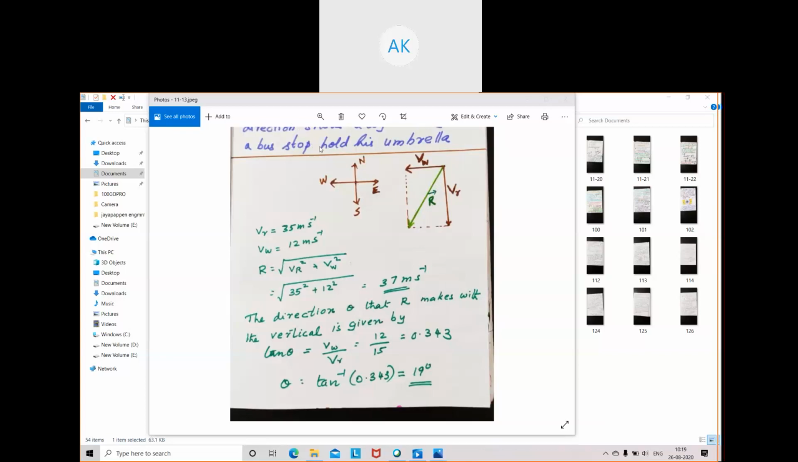Show that formula. So this direction is given by this angle. Here you have to mark this angle. Tan theta will give the direction. Tan theta is opposite side by adjacent side. If this is VW, this also will be VW, since it is a parallelogram. This side also will be VW, and the adjacent side will be VR. So here you have to mark that angle. I forgot to mark that angle here. When I send it, I will mark that angle here.